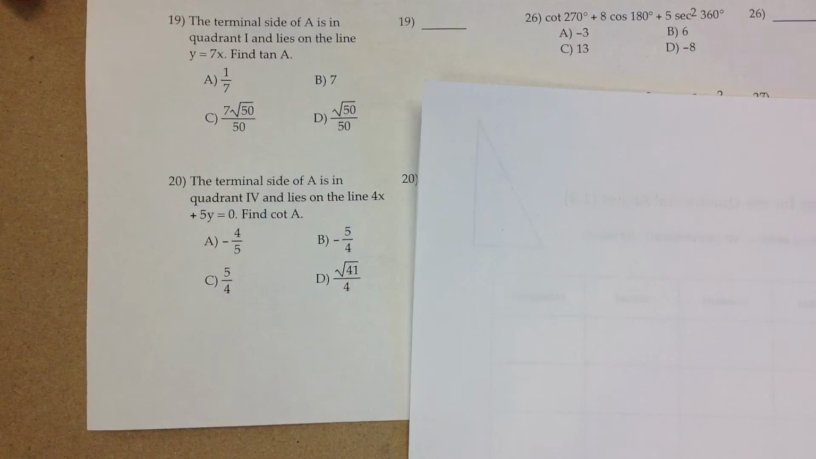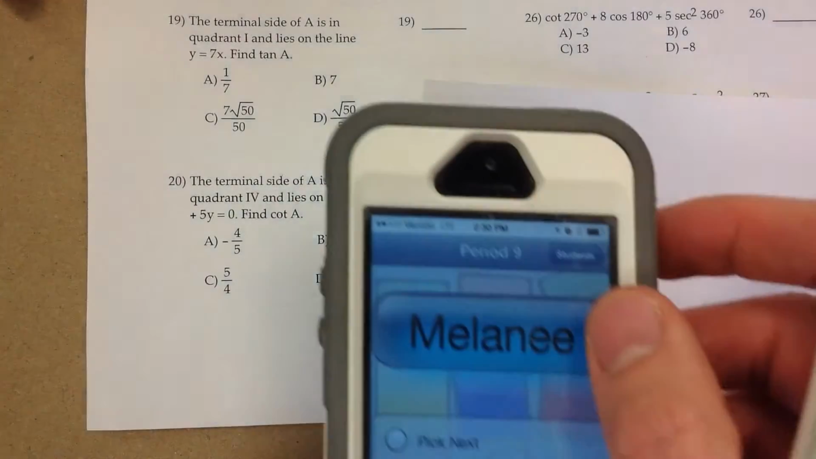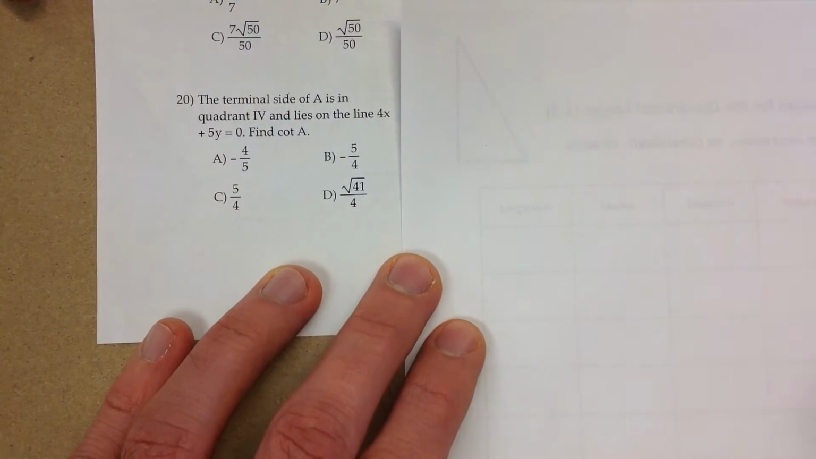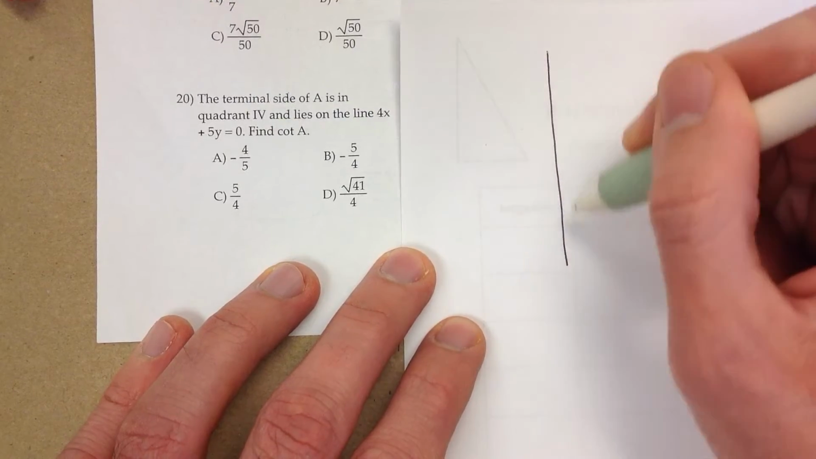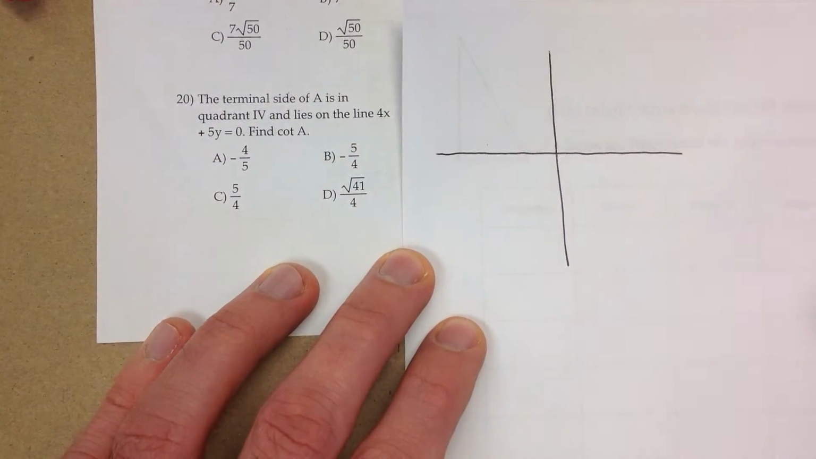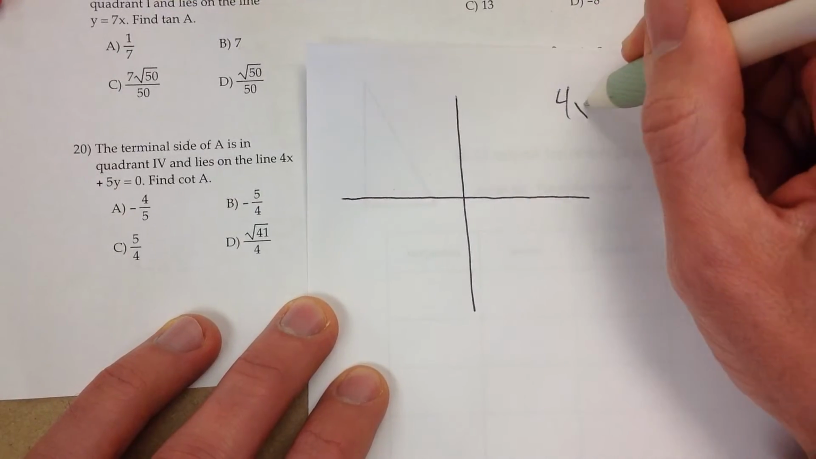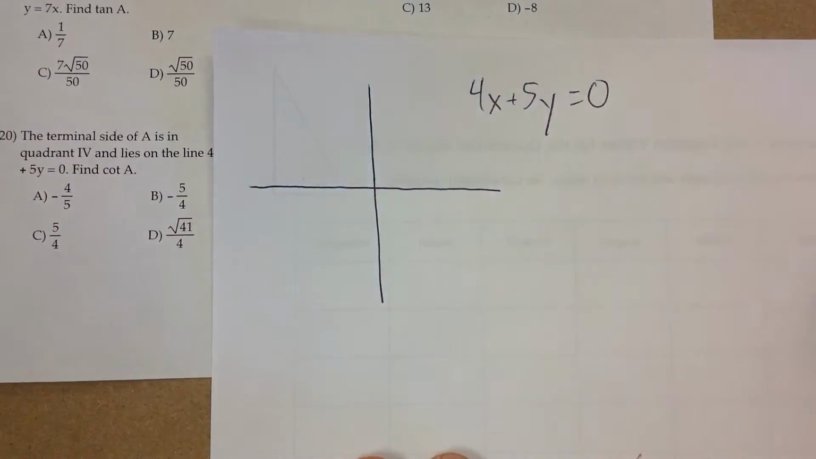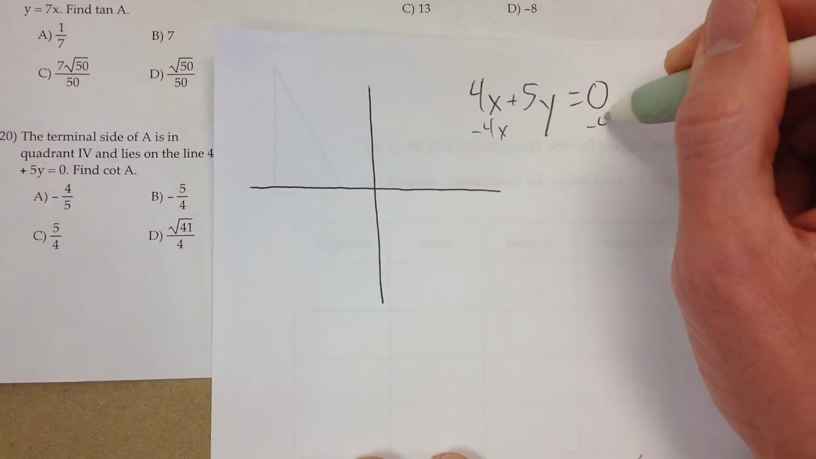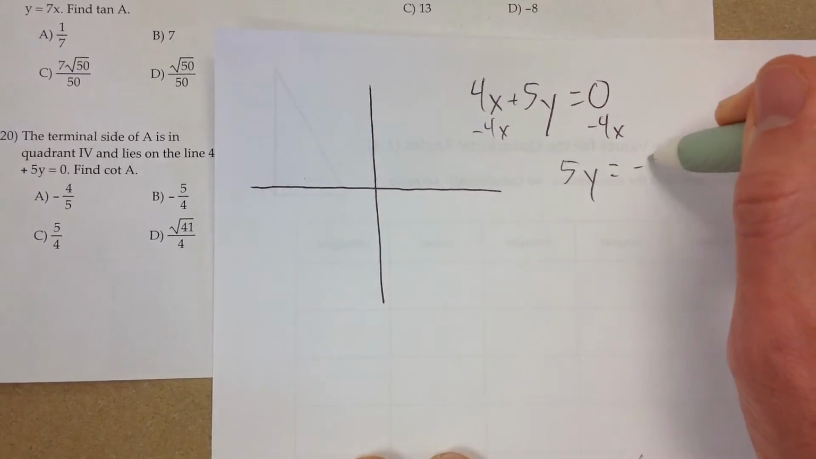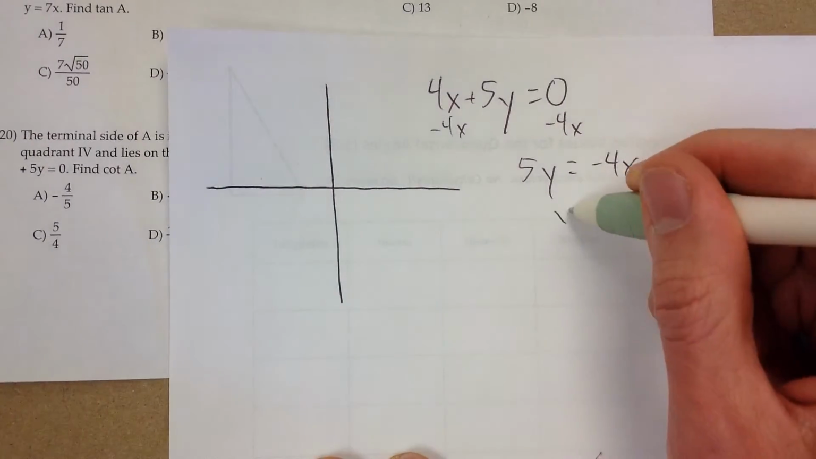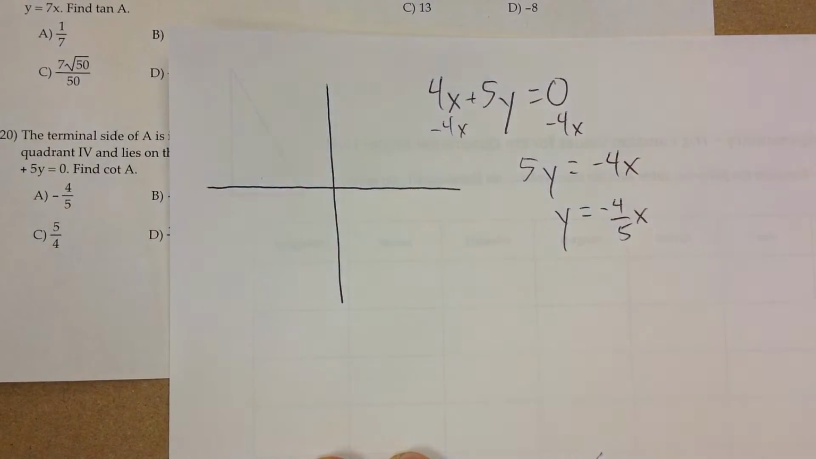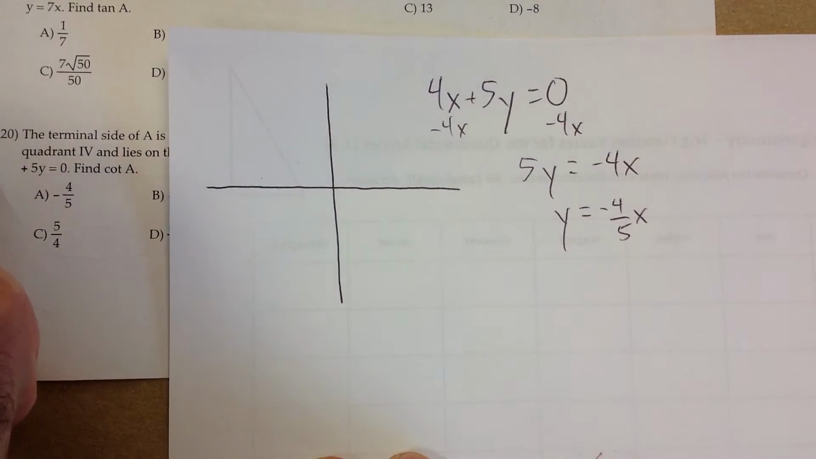Let's have a random helper now. Ashley. My first question for you is, could you teach me how to graph 4x plus 5y equals 0? And then maybe later on how to Dougie? Good. Minus 4x, minus 4x. 5y equals negative 4x. Good. Masterfully done. If you have any questions about putting things in slope-intercept form, please ask Ashley. She may or may not help you.